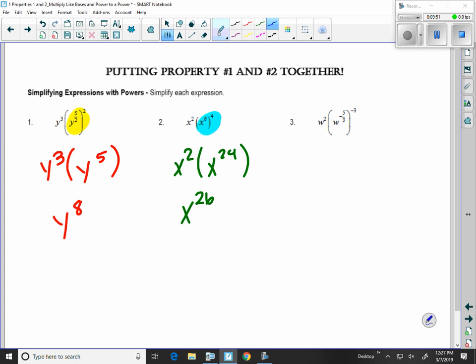Okay, again, take care of your power to a power. Is that negative 5/3 times negative 3? Yeah. So that should be w to the 5th. Final answer? W to the 7th, because we add those exponents.